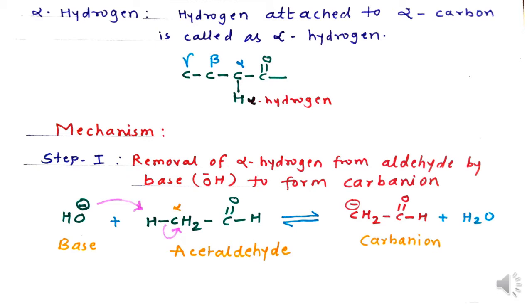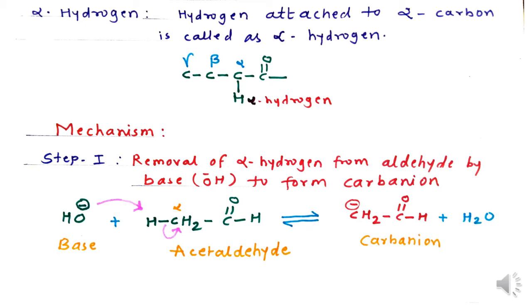Now we will see the mechanism. The step first is the removal of alpha hydrogen from aldehyde by base, that is OH minus, to form carbanion. So OH minus is the base and it abstracts one of the alpha hydrogens from this acetaldehyde molecule. Now you can see here total 3 alpha hydrogens in acetaldehyde molecule. So only one alpha hydrogen gets removed by this base and you can get the carbanion.